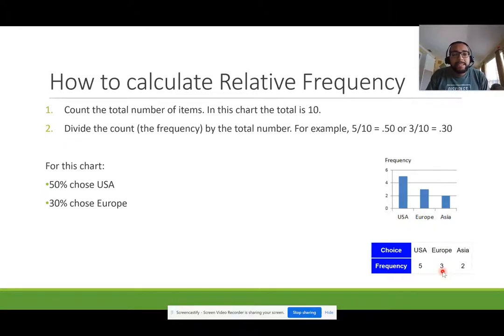Let's say I didn't give you Asia. Let's just say, for example, I didn't give you that it was 2, and you knew the total was 10. Obviously, you could figure out it was 2 from there. What I'm trying to get at is essentially all these percentages will add up to 100. So that's going to be good there. But that's a pretty simple way to calculate relative frequency.